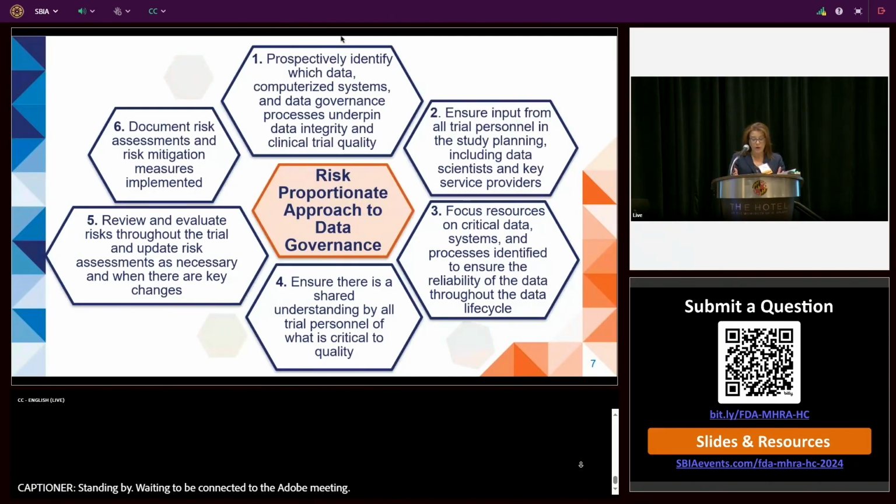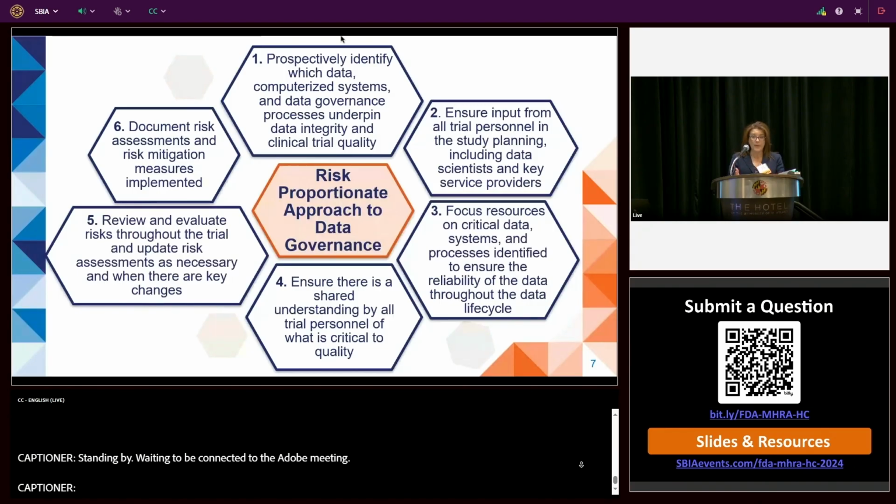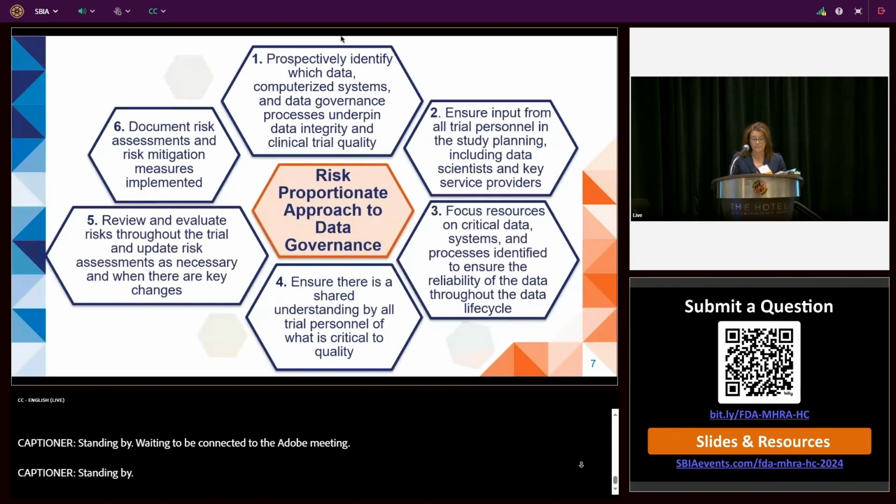So for example, when there are key changes made to the protocol and other plans and trial processes. Again, involve your data scientists in this process. And then finally, you should document your risk assessments and your implemented risk mitigation strategies.